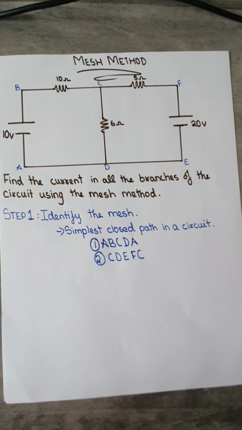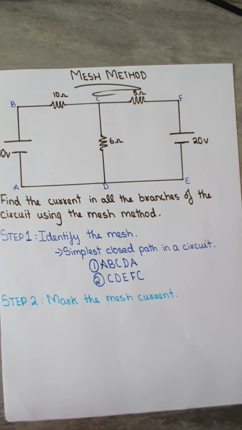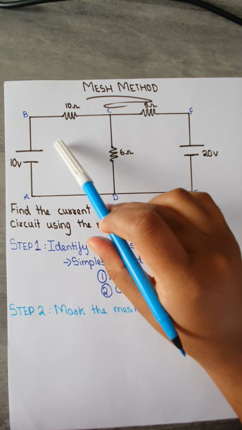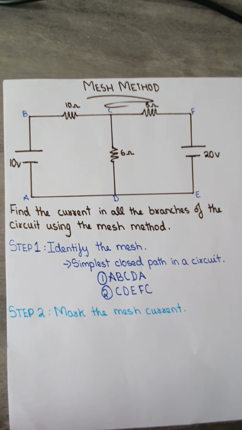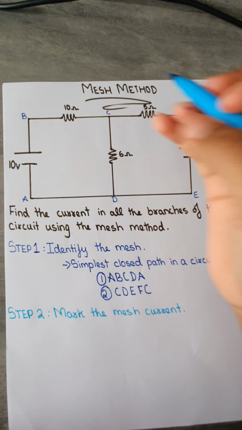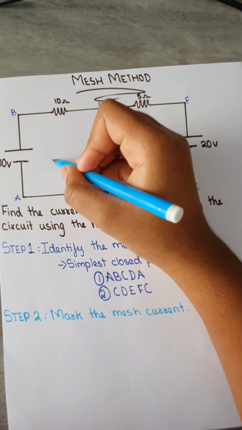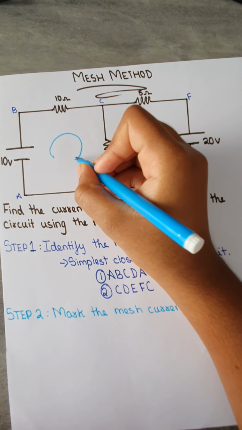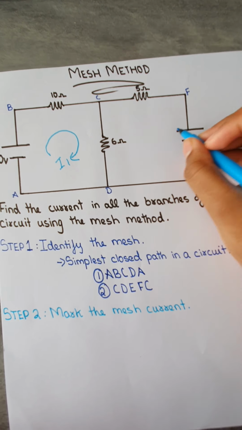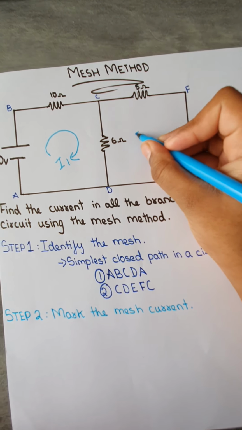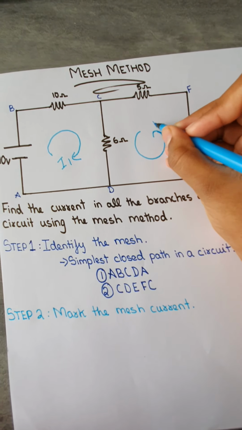Now let's look into step 2. Step 2 is marking the mesh current. So in both the meshes, we need to mark the mesh current. The mesh current can be clockwise or anti-clockwise. So here let me do clockwise for this one, I1. And this one I'll do anti-clockwise. You can do it the other way around too.